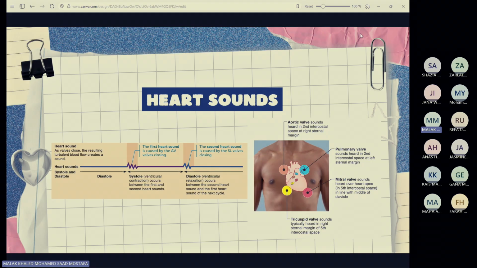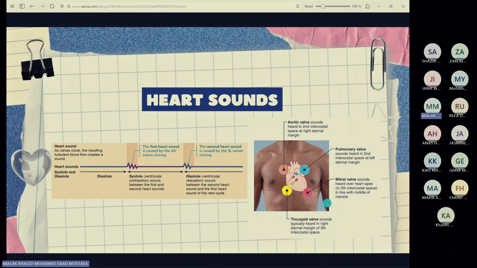For locations, again, purely memorization, you have 4 locations that kind of make a square if you remember it. You have 2 on the left and 2 on the right. And they're almost at the same level. So if you remember second intercostal space right and left, okay, and then you remember your fifth intercostal space right and left, and the most distinct one is your mitral valve because it's over the apex.